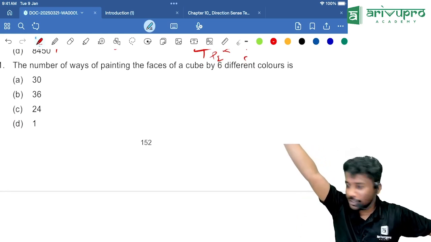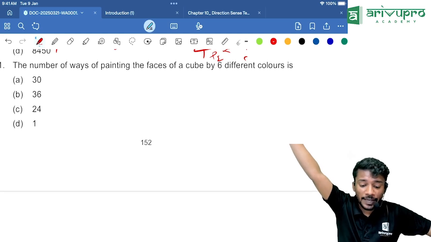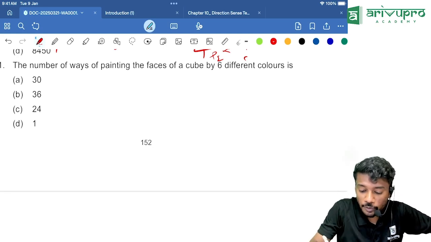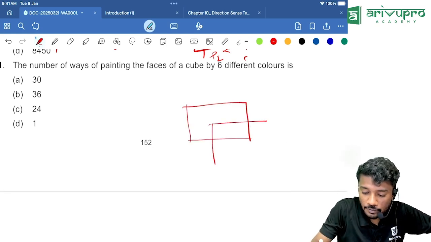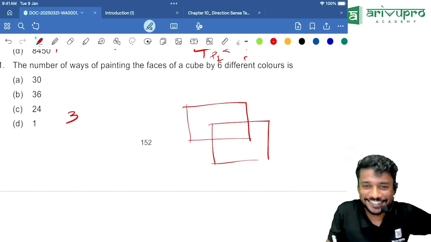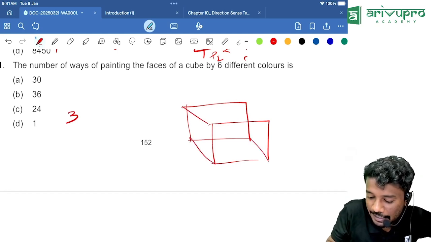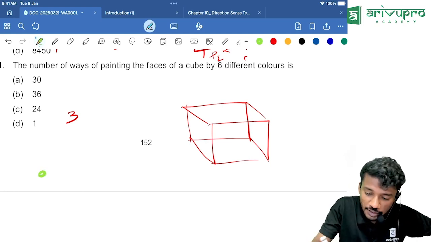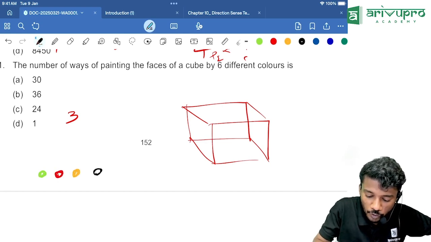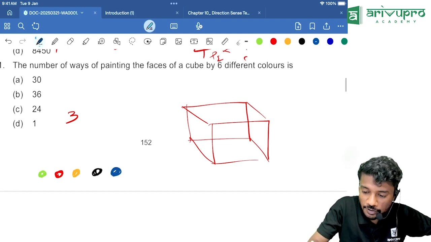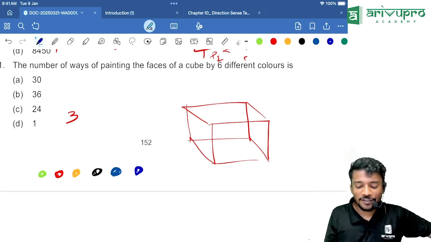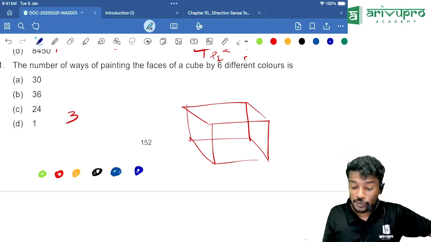Very good question. How many ways of painting the faces of a cube by 6 different colors? Do you know a cube? How will a cube look like? You will write 3. Yes, die. So this is a cube. How many colors we have? We have 6 colors. 1, 2, 3, 4, 5 and finally 6. They are asking how many ways we can color a cube using 6 different colors.